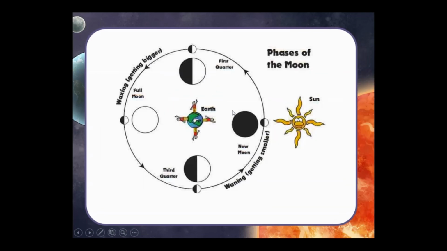Okay, so if the moon is here, what can we see? No, we can't see anything. Why? Because at this position, the part facing the earth will be dark, the other part facing the sun will be bright, so we can see only the dark side, so we can't see anything. But here, yes, we can see only half of the moon. Here we can see full moon. Here we can see half the moon. We call this first quarter, we call this new moon, we call this third quarter, we call this full moon.